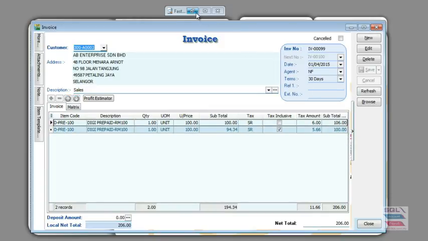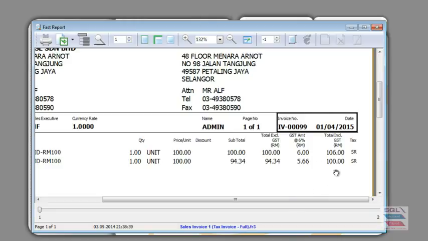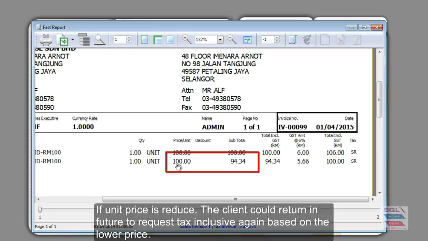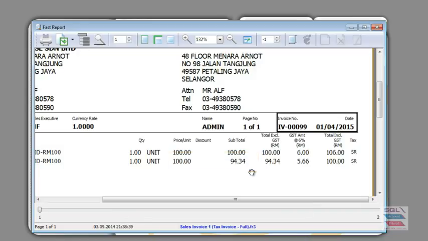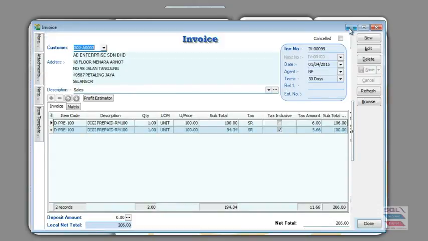How does it look in the invoice? If you look at this invoice, you will be able to clearly see the reduced sales value. Now, why isn't the reduced sales value included in the unit price? That is because if you lower your unit price and the client comes back again and requests a tax inclusive from a lower sales value, then you will be perpetually lowering your sales price. Obviously, that is not a situation most businesses want. So that is the topic of tax inclusive.